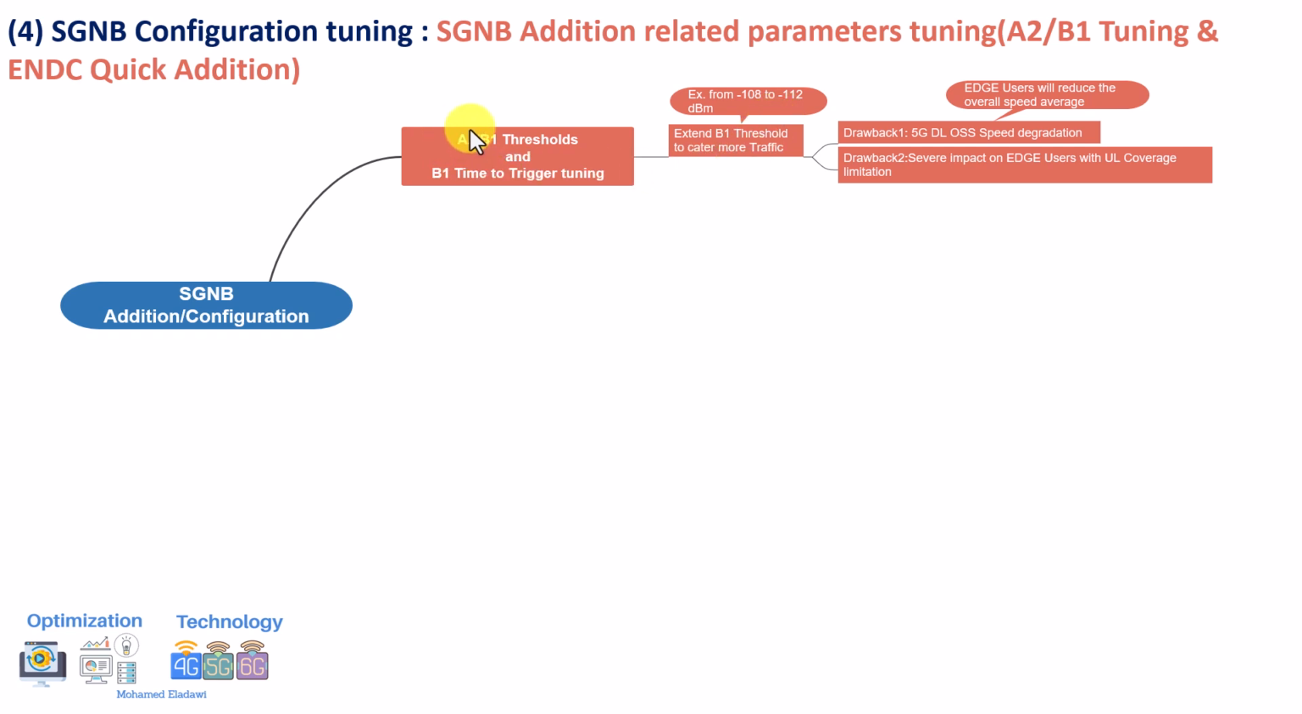At the same time, the A2 threshold, which is related to removal, has different naming across vendors, but in general it is used to remove 5G. If the coverage of the 5G falls below a particular threshold, you need to remove the 5G. Assuming now we have 112, and this one will be 113, this means that if the user has coverage worse than the A2 threshold of 112 or 113, the 5G will be removed. This is the A2 removal.